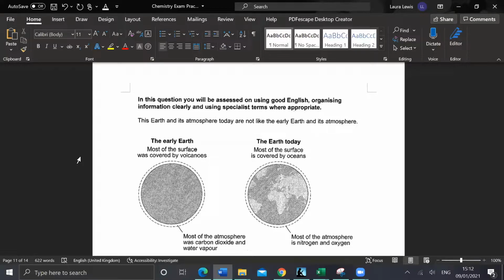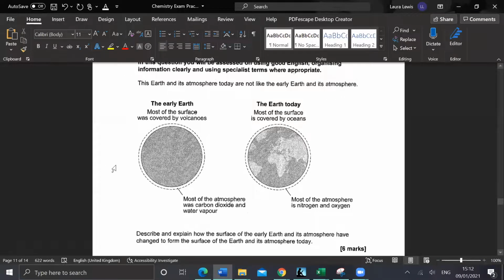Okay, so in this question, there's 6 marks. As soon as you see that, it's a 6 mark question. In this question, you'll be assessed on using good English, organising information clearly, and using specialist terms where appropriate. The Earth and its atmosphere today are not like the early Earth and its atmosphere. It's an oversimplification, isn't it? But it's true, it's just a very simple way of saying it. So we've got 2 images here.